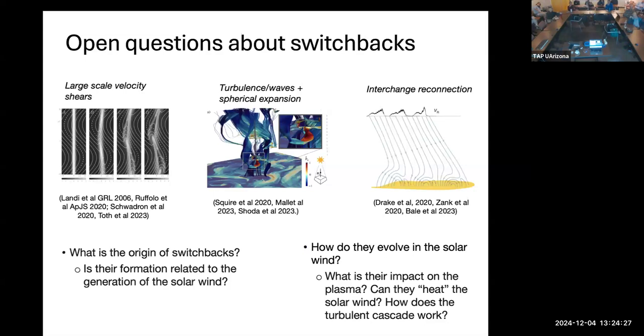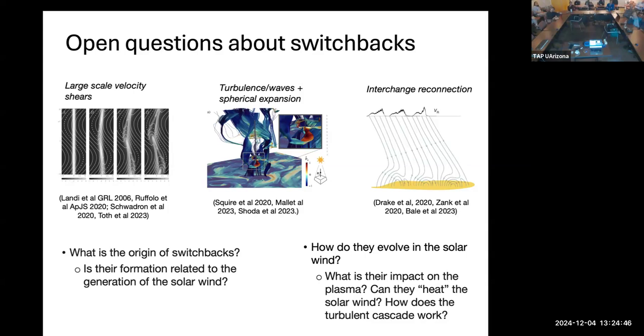So, like I said, we have more questions than answers at this point. In general, about fluctuations still in the solar wind, but also specifically now about switchbacks, given what Parker Solar Probe is showing us. And so, of course, one set of questions is, where do they come from?